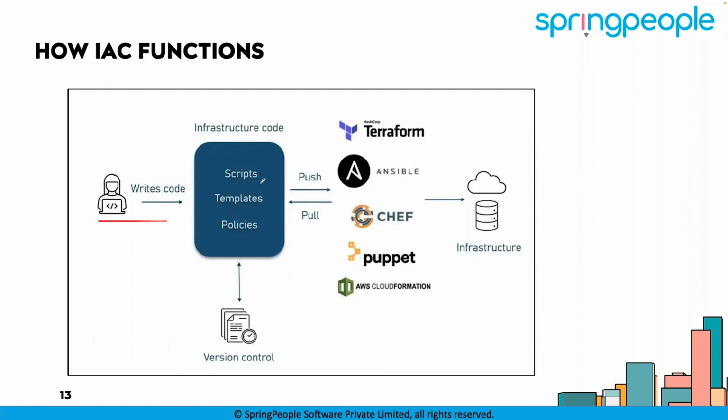The developer writes the code. It has scripts, templates, and policies, and it is also tightly coupled with version control. As soon as it meets the approval, at this phase, it will be pushed to the right kind of tool, whether it is Ansible, Terraform, Chef, Puppet, AWS CloudFormation, whatever it is. Based on that, the infrastructure will be provisioned.